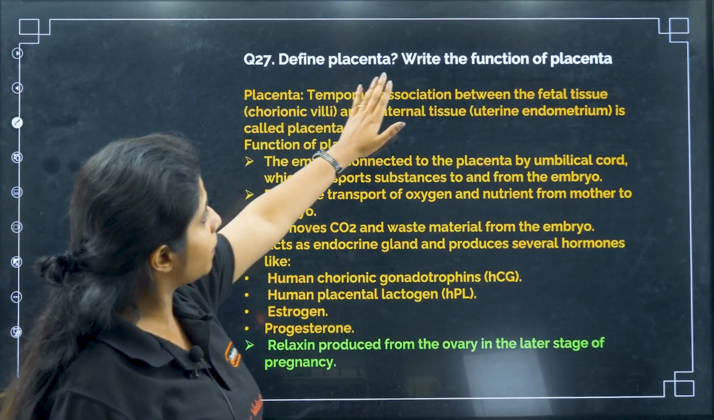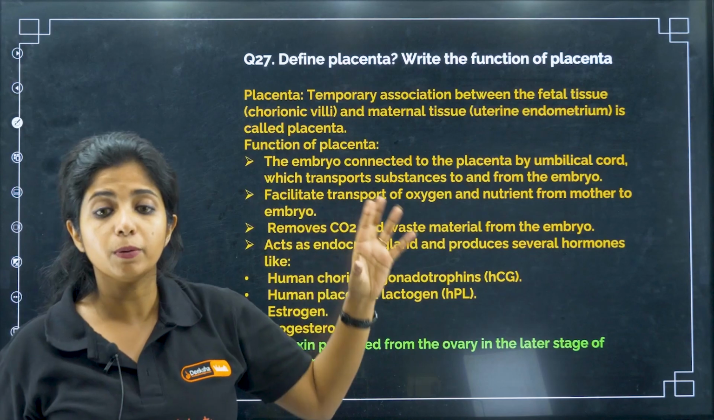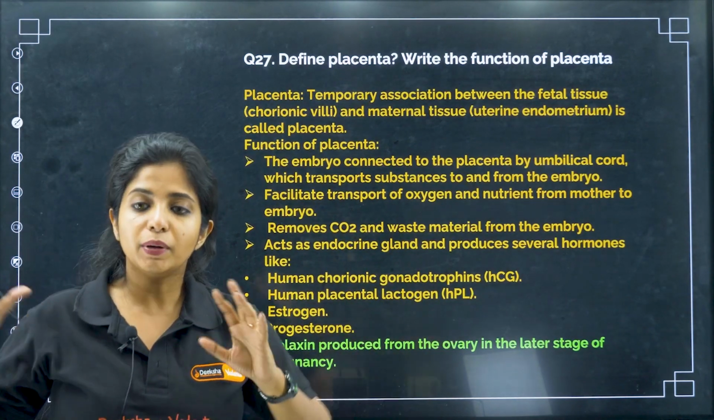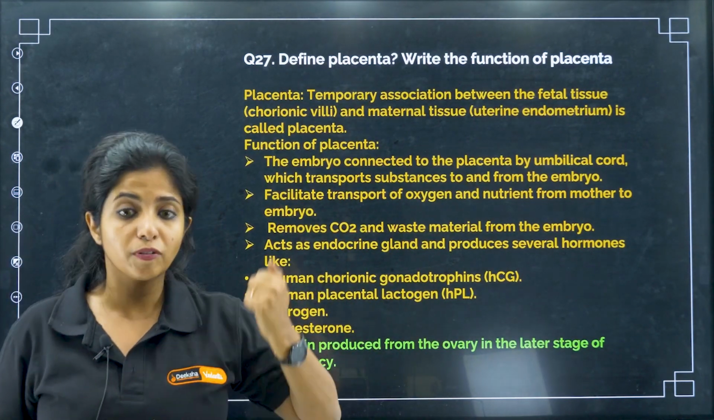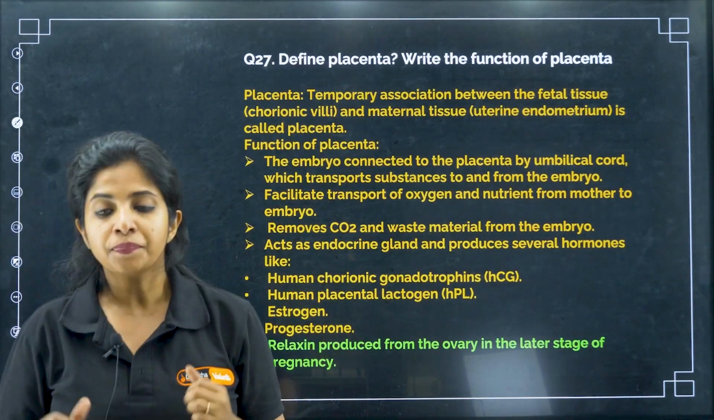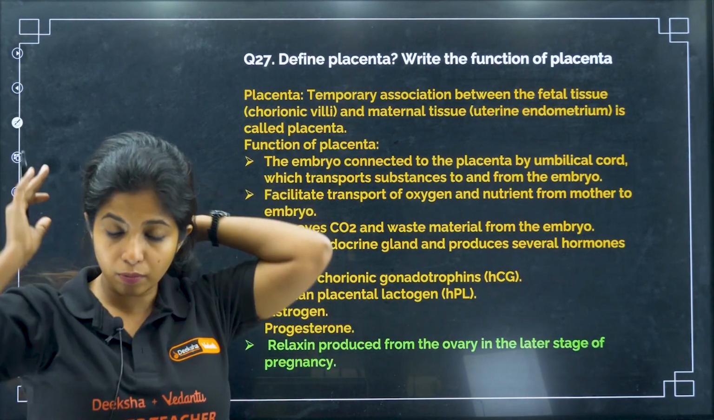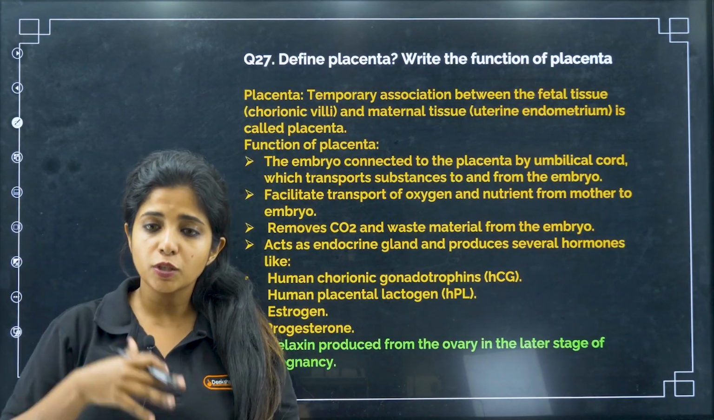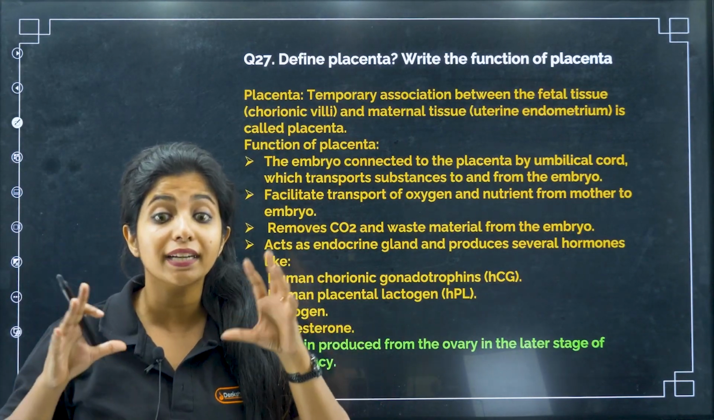Going ahead, we have defined placenta, right? The function of placenta. Placenta is what? A temporary association. It's not there always, right? Between the fetal tissue and the maternal tissue. From the fetal tissue, you have chorionic villi. From the maternal tissue, you have the uterine endometrium, my dear children. Okay, what does it do? Basically, it removes CO2 and waste materials. It helps in the transport of oxygen and nutrients as well. It is also acting as an endocrine gland.